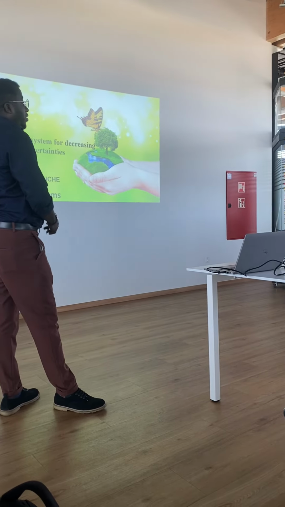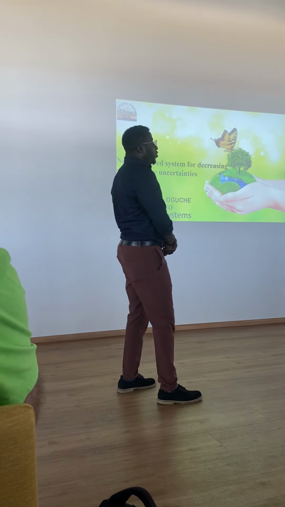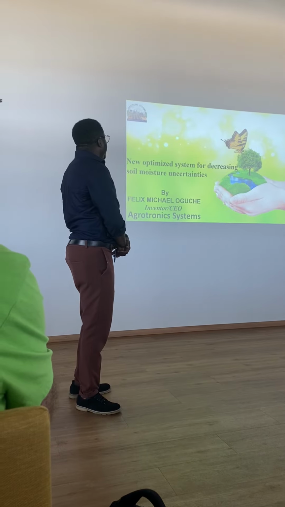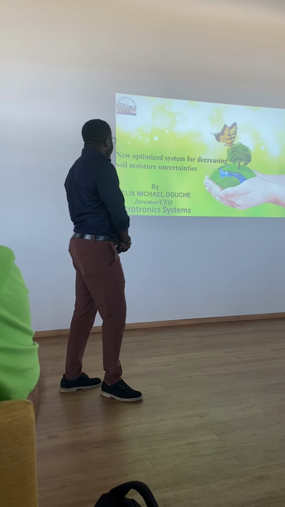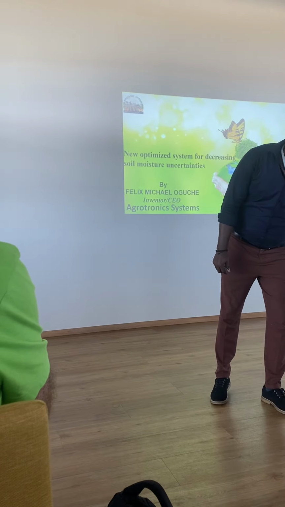It has been a very eventful program. It has actually assisted me in achieving this. What I set out to do was to develop an optimized system for decreasing soil moisture uncertainty. And my name is Felix Michael Obuche. The name of the system is called Agrotronic Systems.